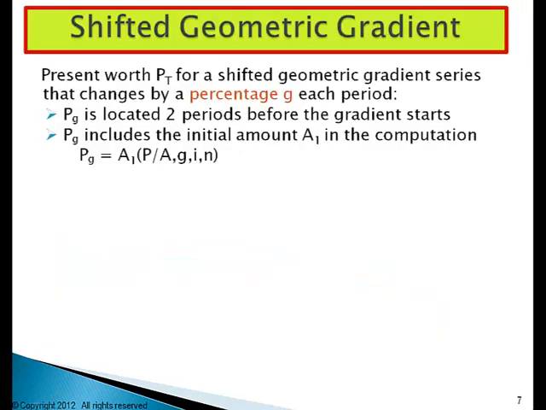The discussion thus far has covered arithmetic gradients. How about geometric gradient series, where the series changes by a constant percentage, small g, each time period? Again, the present worth, P sub little g, is going to be located 2 periods prior to when the gradient starts. But now the initial amount, A sub 1, is included when the PAGIN factor is used. Thus, there is no base series considered separately. And this is the same as was summarized in an earlier module that you probably watched.